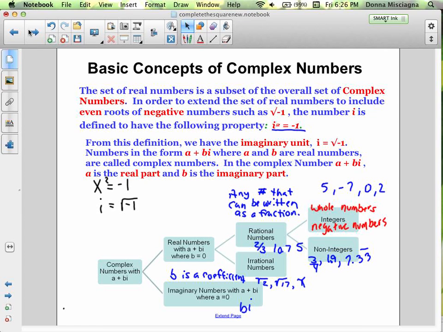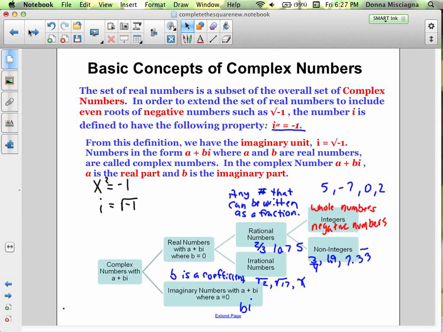So when we square i, we get -1. And therefore, if we take the square root of -1, we get i. So from this definition, we have the imaginary unit, i, equal to the square root of -1. Now, imaginary unit makes it sound like something not very important, like it's make-believe. But i is not make-believe, and it's very important. It just has kind of an interesting name.